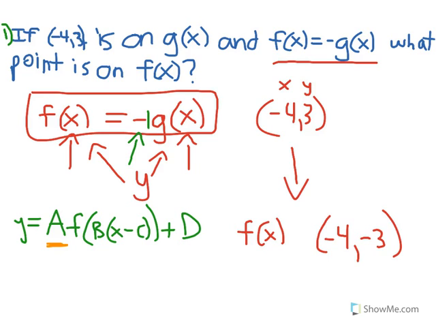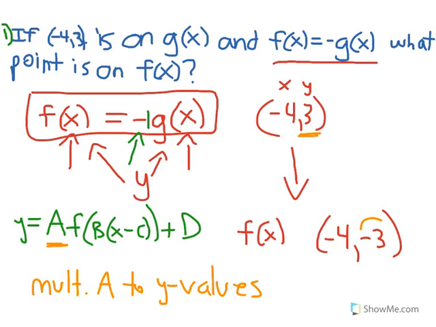And we should know that our a value, we multiply a to y values in order to complete that transformation. So the fact that we knew a was -1, we just multiply -1 to our y value, which was 3 here, to get -3. So we know that this point, (-4, -3), is on f(x).